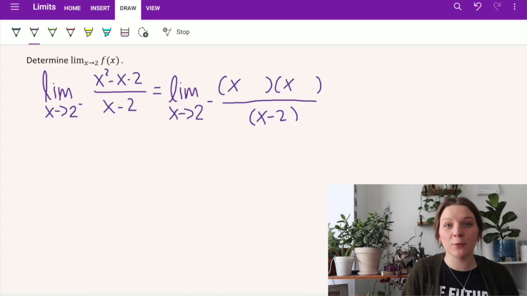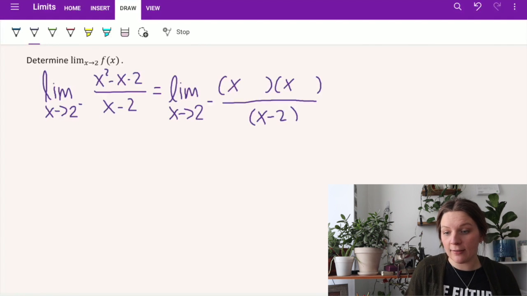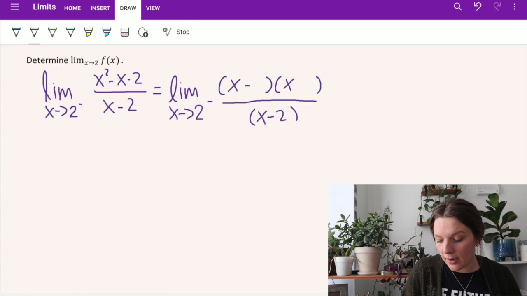Well, I know 2 times 1 is the only thing I can multiply, or the only whole numbers I can multiply together to give me 2. And because they need to add to be minus 1, I need -2 and +1.